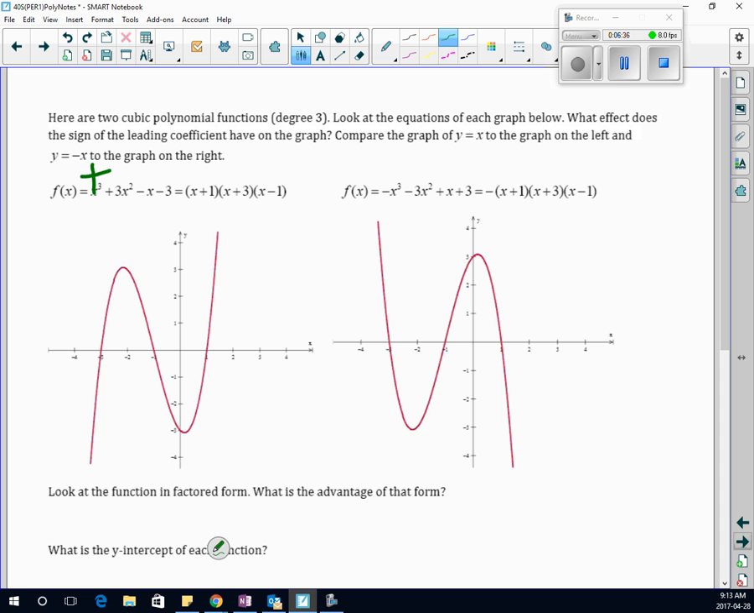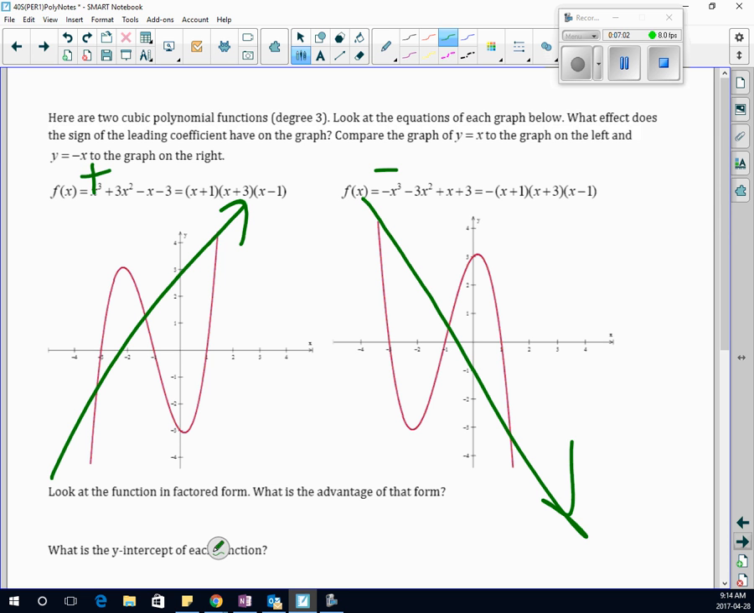What's the difference between the positive and the negative leading coefficient? Yeah, well, it's not a matter of opening up or down because they're going in opposite directions. So let's try again. This one's going up to the right when it's positive. This one's going down to the right when it's negative. Key characteristics, okay? Look at the factored form.